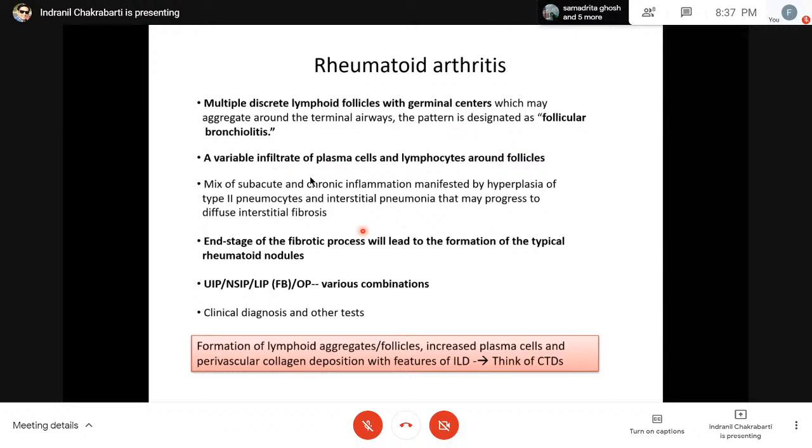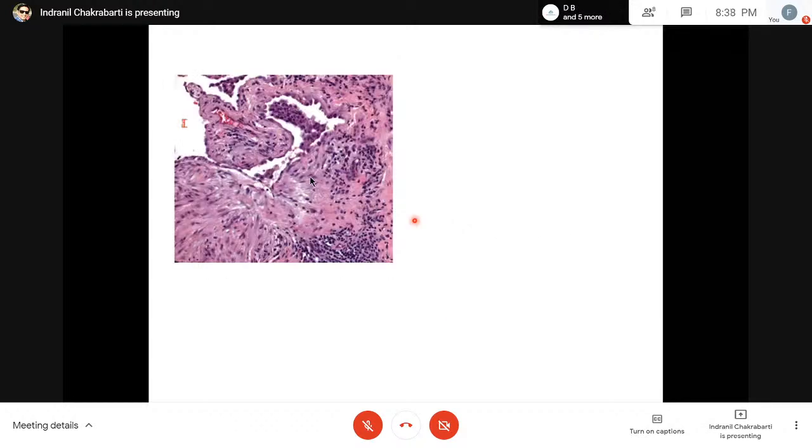Whenever we are looking at lymphoid aggregates or follicles, an increased number of plasma cells, and perivascular collagen deposition along with features of ILD, we should think of CTDs, that is connective tissue disorders. In end stage rheumatoid arthritis, one can get rheumatoid nodules, but they are quite rare. What we get in rheumatoid arthritis is UIP, NSIP, LIP or OP, that is organizing pneumonia, in various combinations. Diagnosis is basically by clinical features and by other tests. Here you can see a mixture of NSIP and extreme fibrosis.